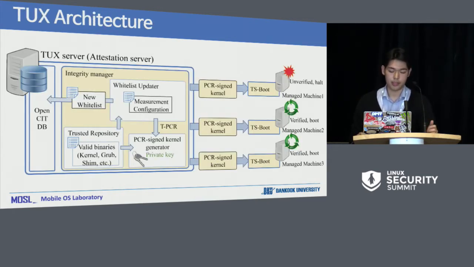So this is the full architecture of TUX, which consists of three main components. First of all, the integrity manager, which manages integrity according to the updates, as well as being in charge of deploying the updated kernels to the local systems. And the PCR assigned kernel, which is a special kernel for integrity verification. And finally, the TS boot, which provides a robust measure/verify booting at the local machine.